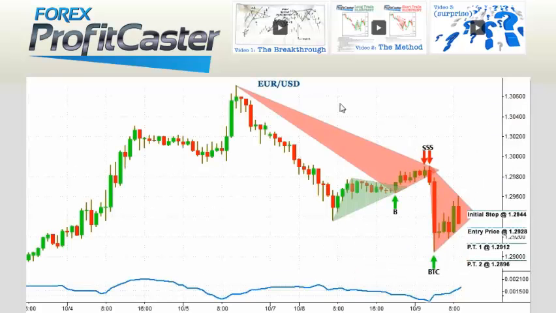Alright, I'm looking at a Euro-US dollar hourly candle chart, and we just had this candle close right here, which set up a red triangle to go short. Entry price 129.28 on a stop. Initial stop above that at 29.44. Profit target 1 and profit target 2 at 29.12 and 28.96 respectively. So every time you get a triangle setup with Forex ProfitCaster, you're going to get this information to tell you exactly how to place your trade, and also follow-up information if it becomes necessary to change your stop.